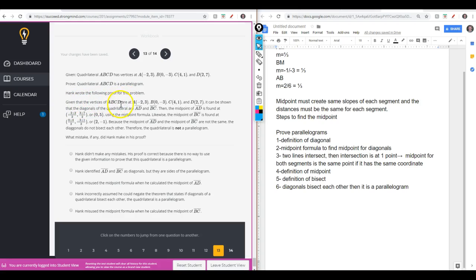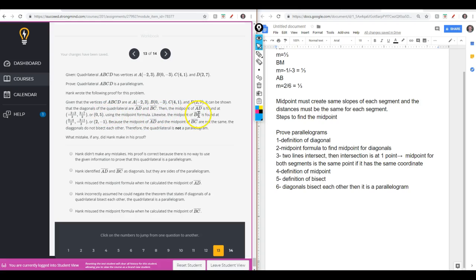Given the vertices of ABCD are at A(-2, 3), B(0, -3), C(4, 1), and D(2, 7), it can be shown that the diagonals of a quadrilateral are segment AD and segment BC. Then the midpoint of segment AD is found using the midpoint formula, and they simplified it down to (0, 5).